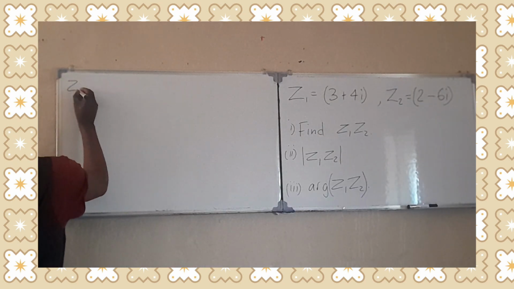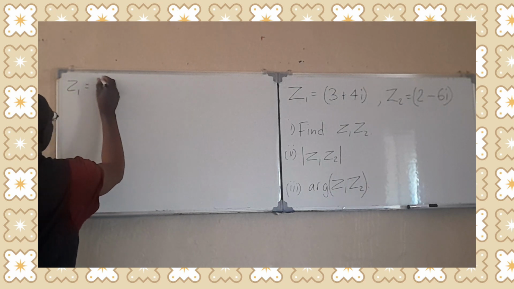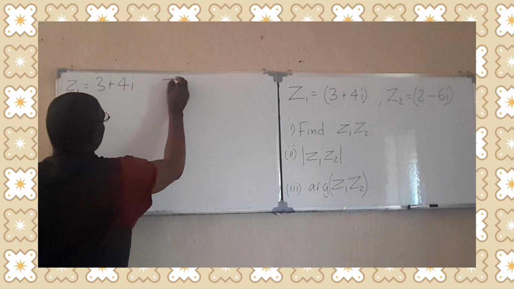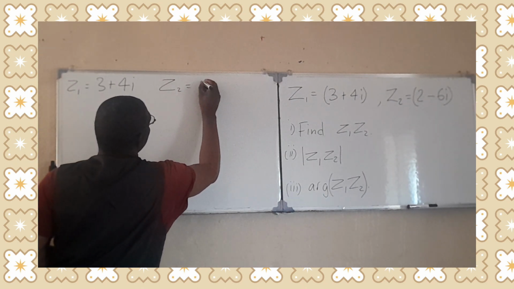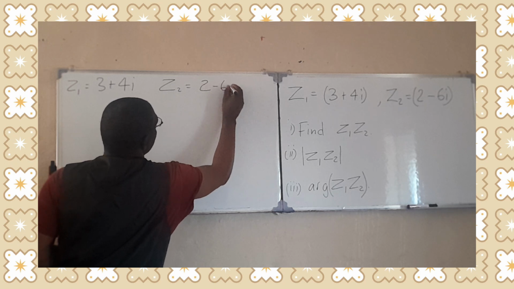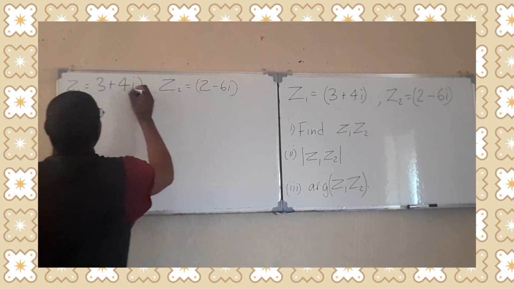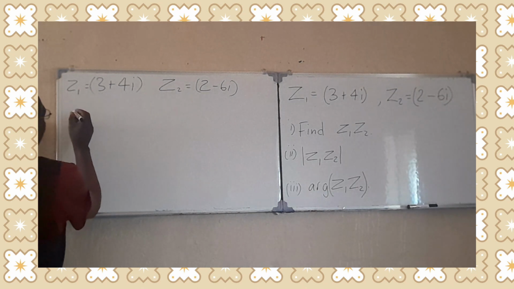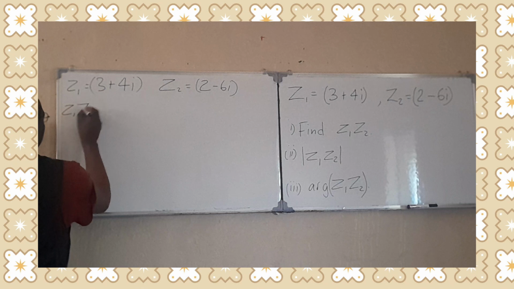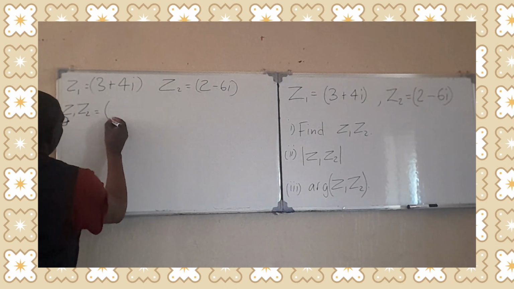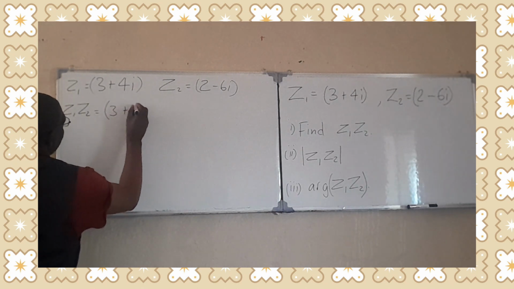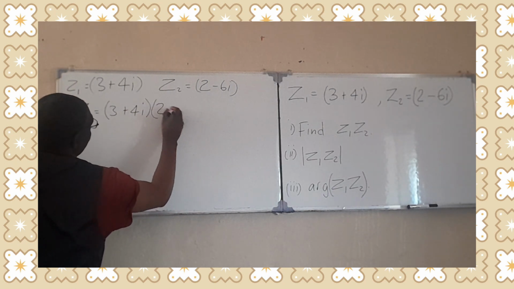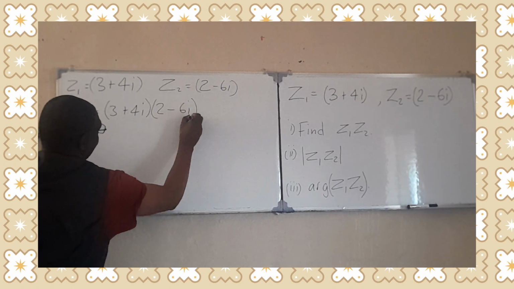So Z1 is equal to 3 plus 4i. And our Z2 is equal to 2 minus 6i. Let me just put them in brackets there. We are going to do it slowly. Our Z1 multiplied by Z2 is equal to, we put the brackets, 3 plus 4i as usual, and this one comes here, 2 minus 6i.